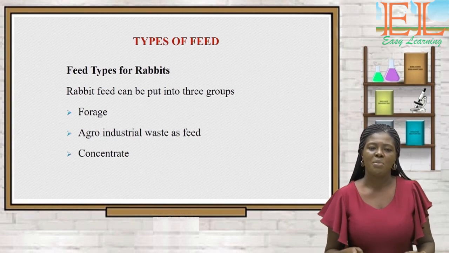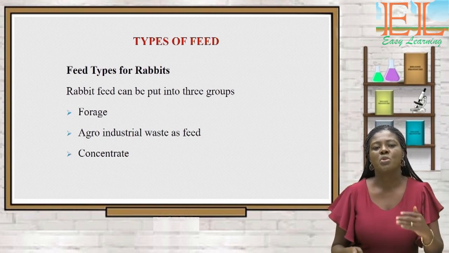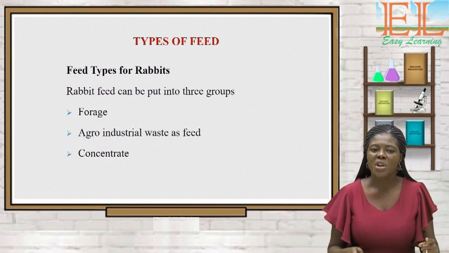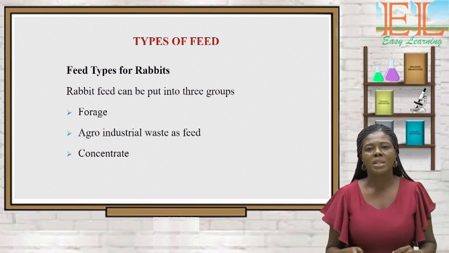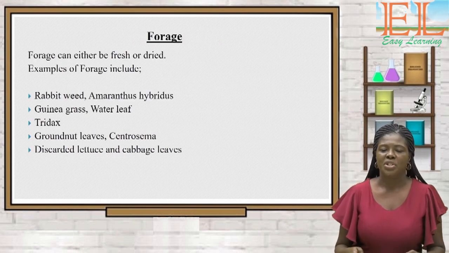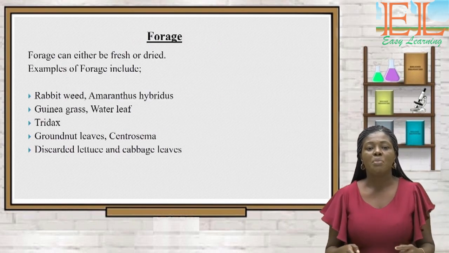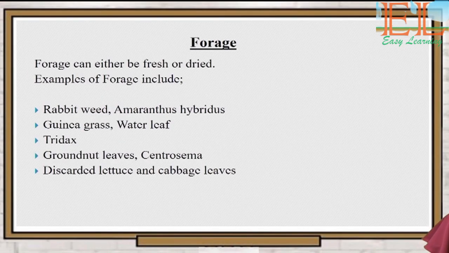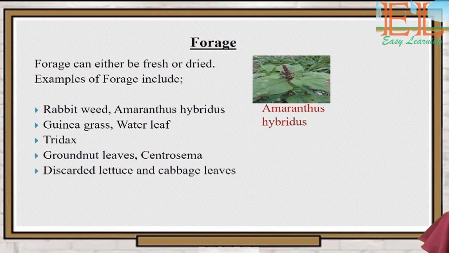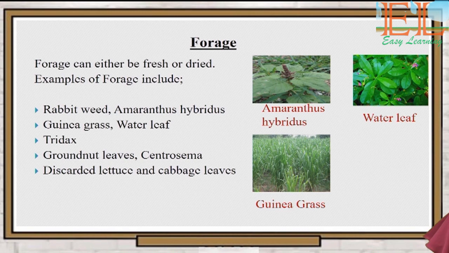Feed types for rabbits can be put into three groups. We have forage, agro-industrial waste as feed, and concentrates. Now let's look at the forage. Forage can either be fresh or dry. Examples of forage include rabbit's weed, Amaranthus hybridus, guinea grass, water leaf, tridax, and then we also have groundnut leaves, centrosema, discarded lettuce, and cabbage leaves.